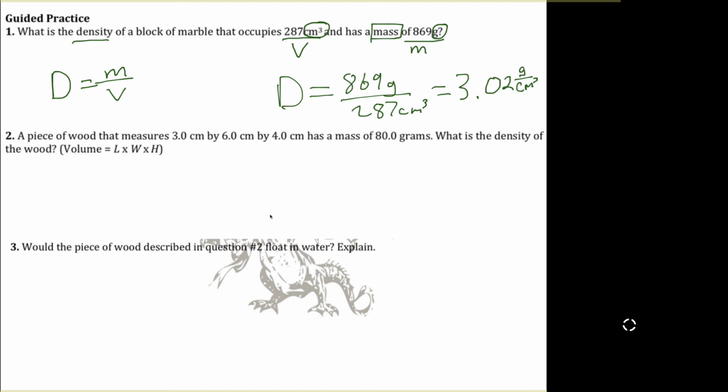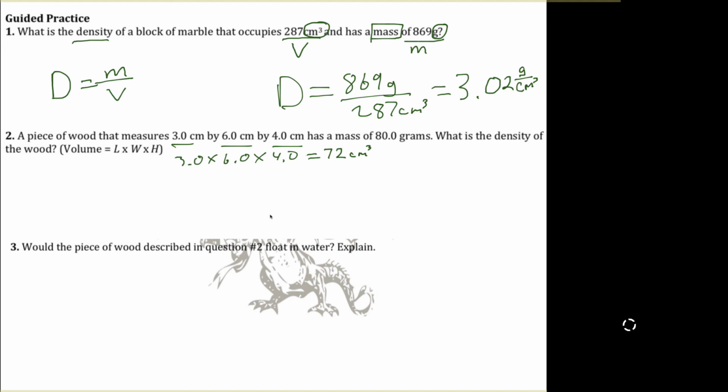All right, so let's go ahead and go to number 2. A piece of wood that measures 3 centimeters by 6 centimeters by 4 centimeters has a mass of 80 grams. What is the density of that wood? And so we know that volume is equal to length times width times height, and we have a length, a width, and a height. And so all we need to do is take these and multiply them together, because we know it's length times width times height, to get the volume. And this is going to give us 72 centimeters cubed. You can go ahead and pause the video, type it into your calculator to see if you can get that.